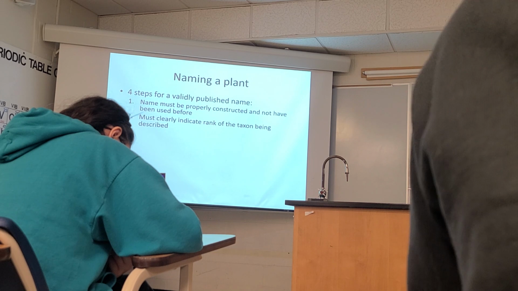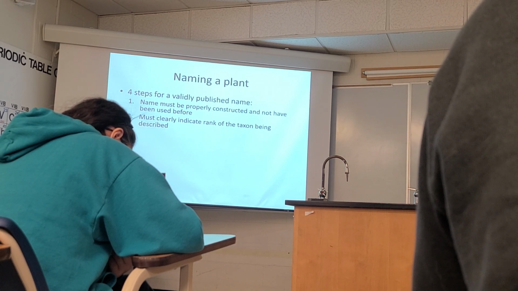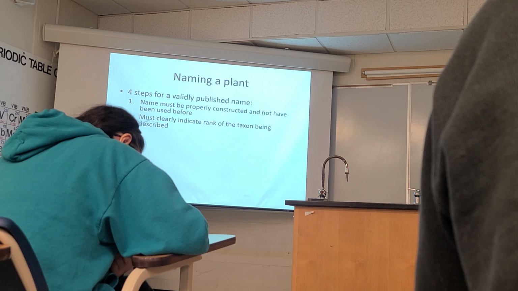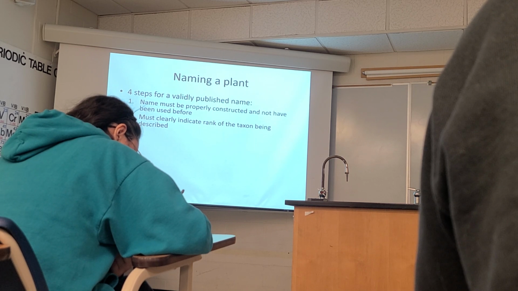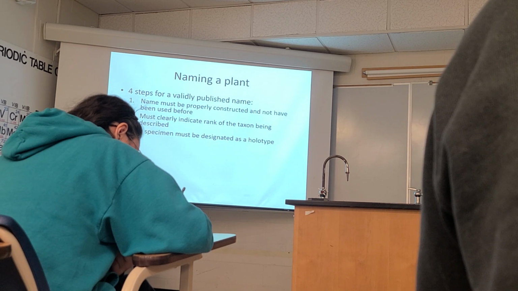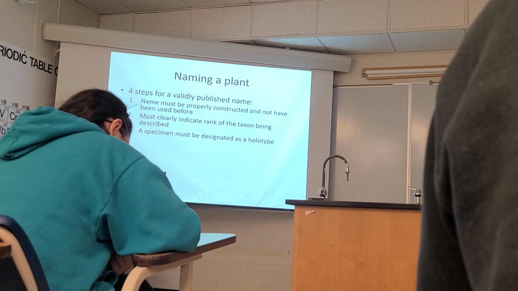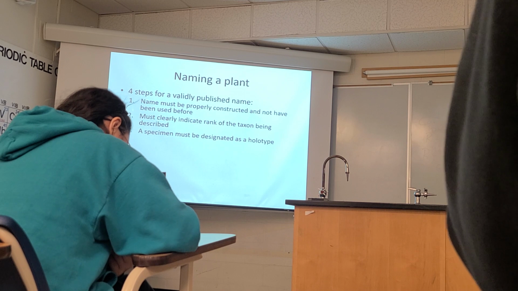Second, we must clearly indicate the rank of the taxon being described. What are you naming? Are you naming a species, a variety, a subspecies, a family? And you've got to indicate in there what this name is supposed to be, particularly if it doesn't have a designated ending to it. That may not be clear otherwise. Number 3, you have to designate a specimen. Nowadays, you have to designate a specimen as a holotype. And you should indicate where it's located in that paper. What herbarium is it in? What are the coordinates for that?